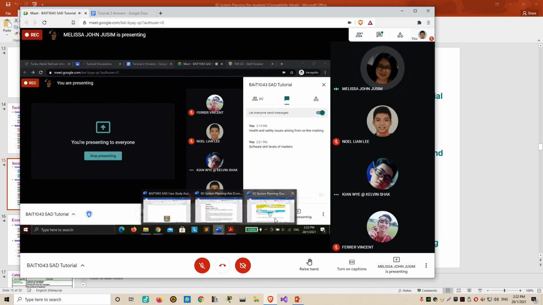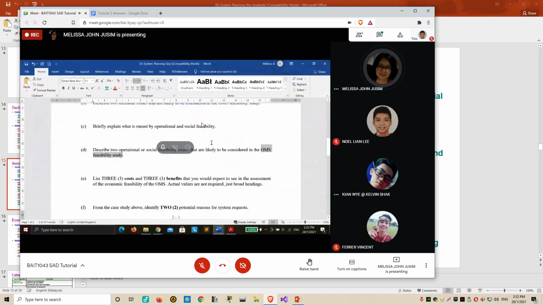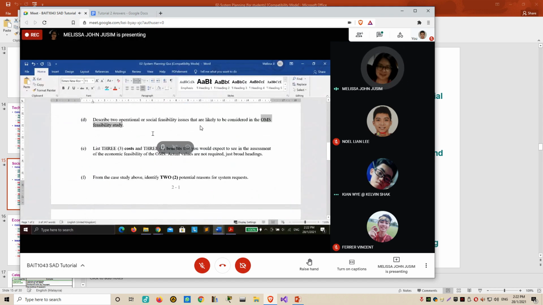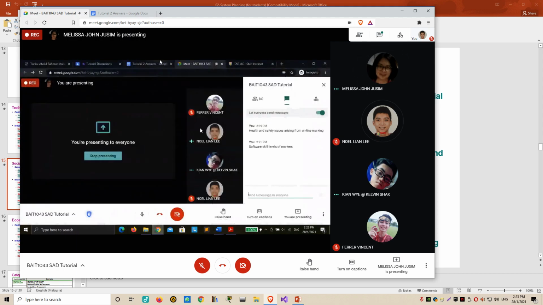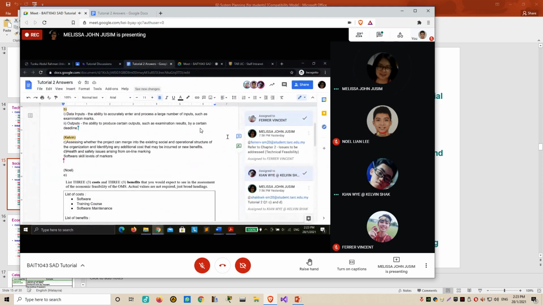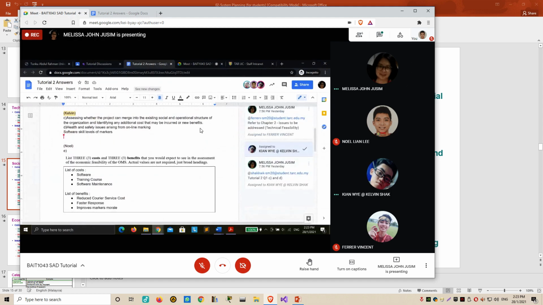And then let's proceed to the next one, E. This time it's about cost and benefit. List 3 costs, 3 benefits when we assess the economic feasibility of the OMS. So this one, I believe, goes to Noel. Yeah. What's your answer? Cost, you put there software cost. Okay, I agree, software cost.